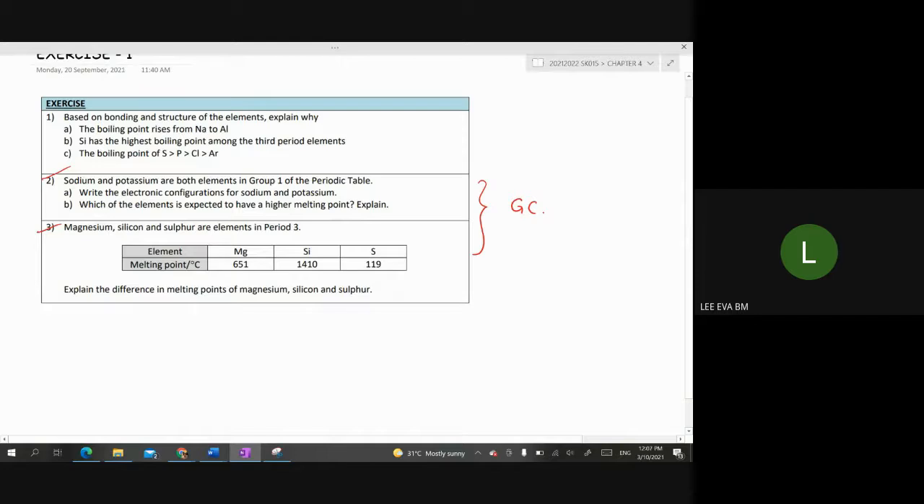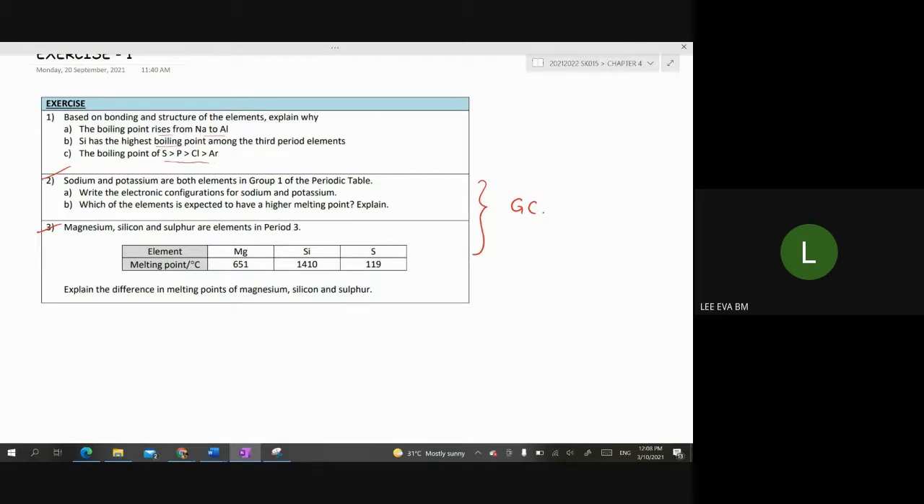The first question is like the answer just now: sodium to aluminium, silicon, and then phosphorus to argon. You see how they ask the questions. Based on the bonding and the structure of elements, explain why boiling point rises from sodium to aluminium. Explain why silicon has the highest boiling point among the third period elements. And explain why the boiling point of sulfur is bigger than phosphorus, then chlorine, then argon. All of this refers to the elements in period 3.